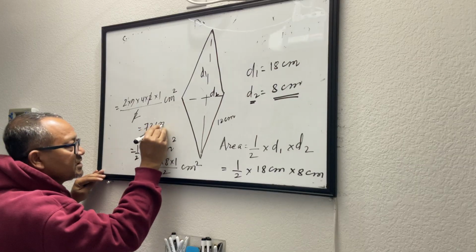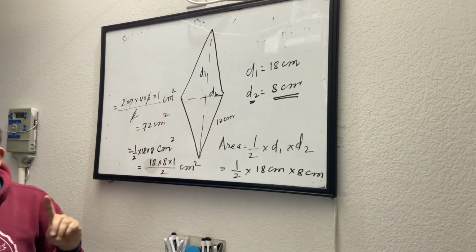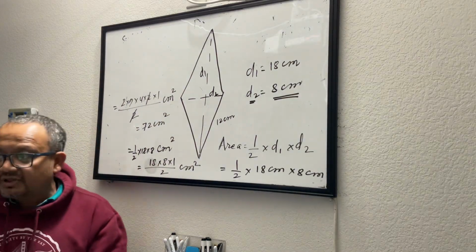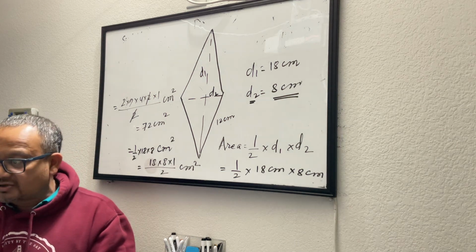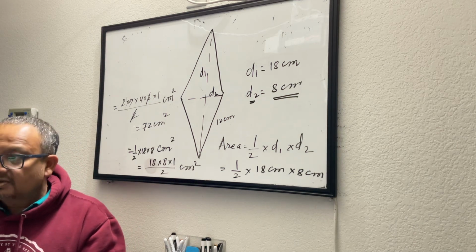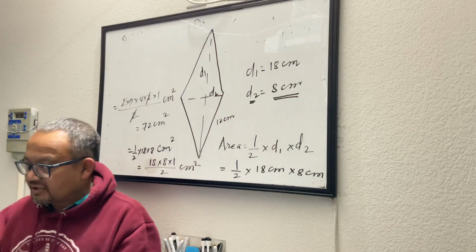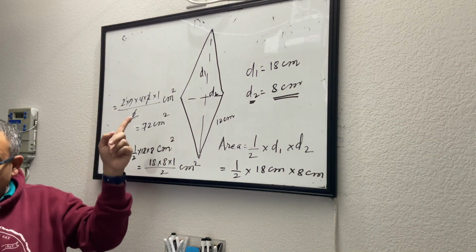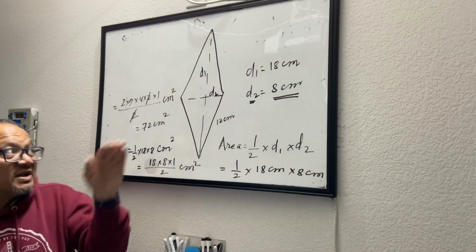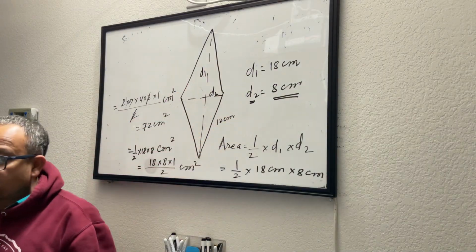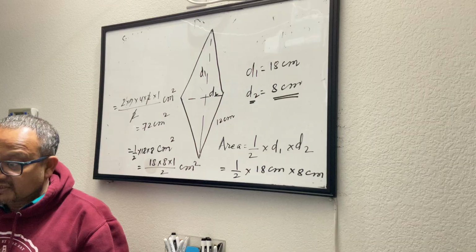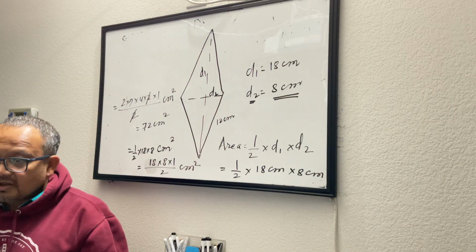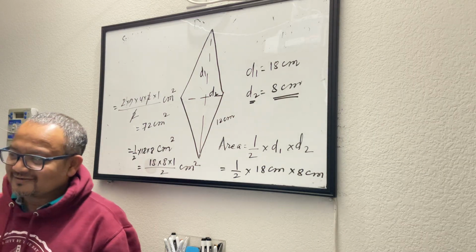72 centimeter square. Most of you got it right. Some of you forgot to divide that by 2. That is how you got 144 square centimeter. I'm saying some of you who missed it. That was because you forgot about this 2. Half into D1 into D2. Meaning you have to divide whatever you got by multiplying D1 and D2, you have to divide that by 2. Does it make sense to everybody? Yes, sir. Good job.